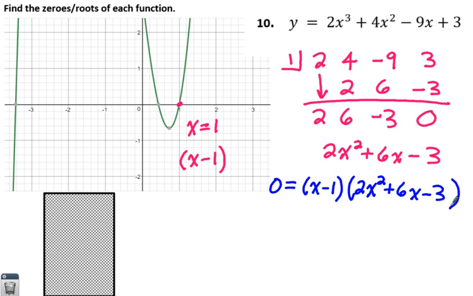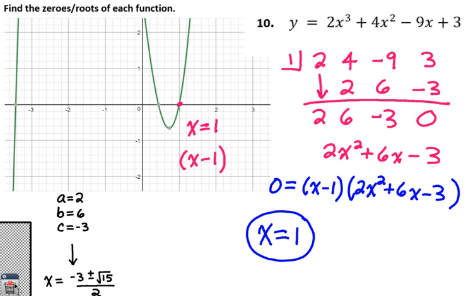Alright, now, to find the zeros, we're going to set both of these factors equal to 0. When I set this equal to 0, we already know we're going to get x equals 1. We already knew that. When I set this equal to 0, it can't factor, and so we go with our quadratic formula. And at this point, you would go to your reference sheet, all right?